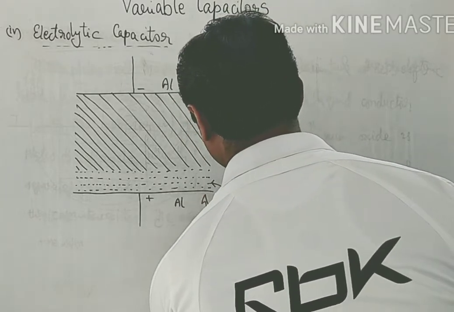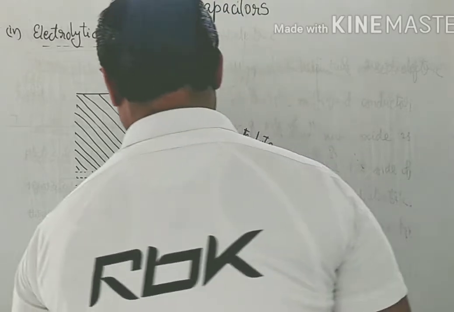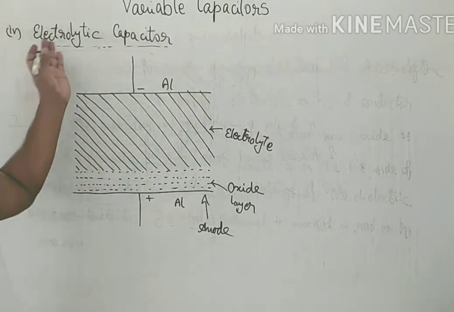This is actually anode. So this is generally electrolytic capacitance.